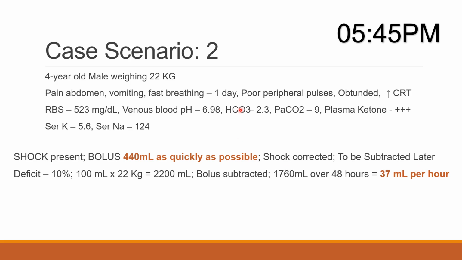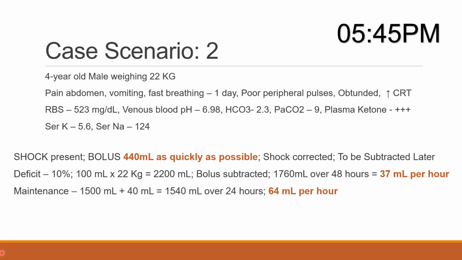So how much is the deficit? Deficit depends upon the initial pH. Initial pH is 6.98, that means severe acidosis. Severe acidosis means 10% deficit. 10% deficit means 100 ml per kg. 100 ml per kg is 2200 ml, but you have to subtract the bolus from that, so that comes to be 1760 ml. This deficit has to be corrected over 48 hours, so 37 ml per hour.